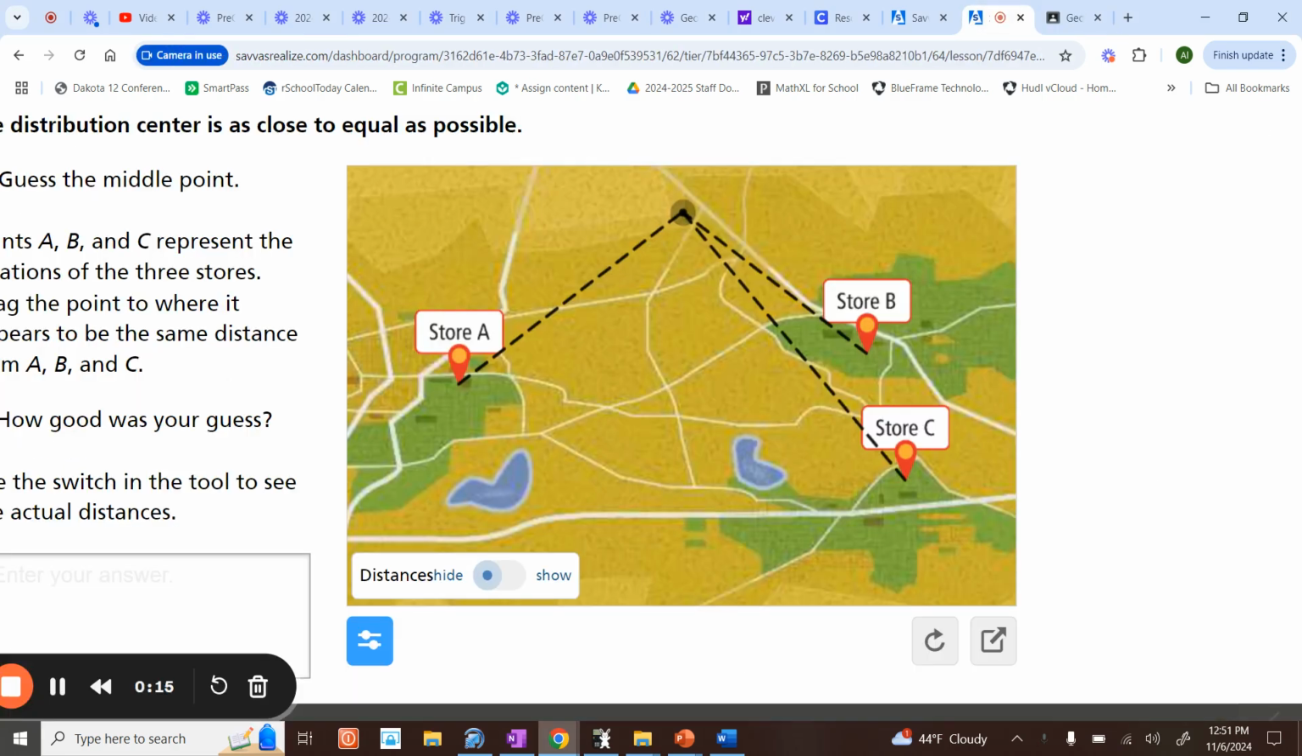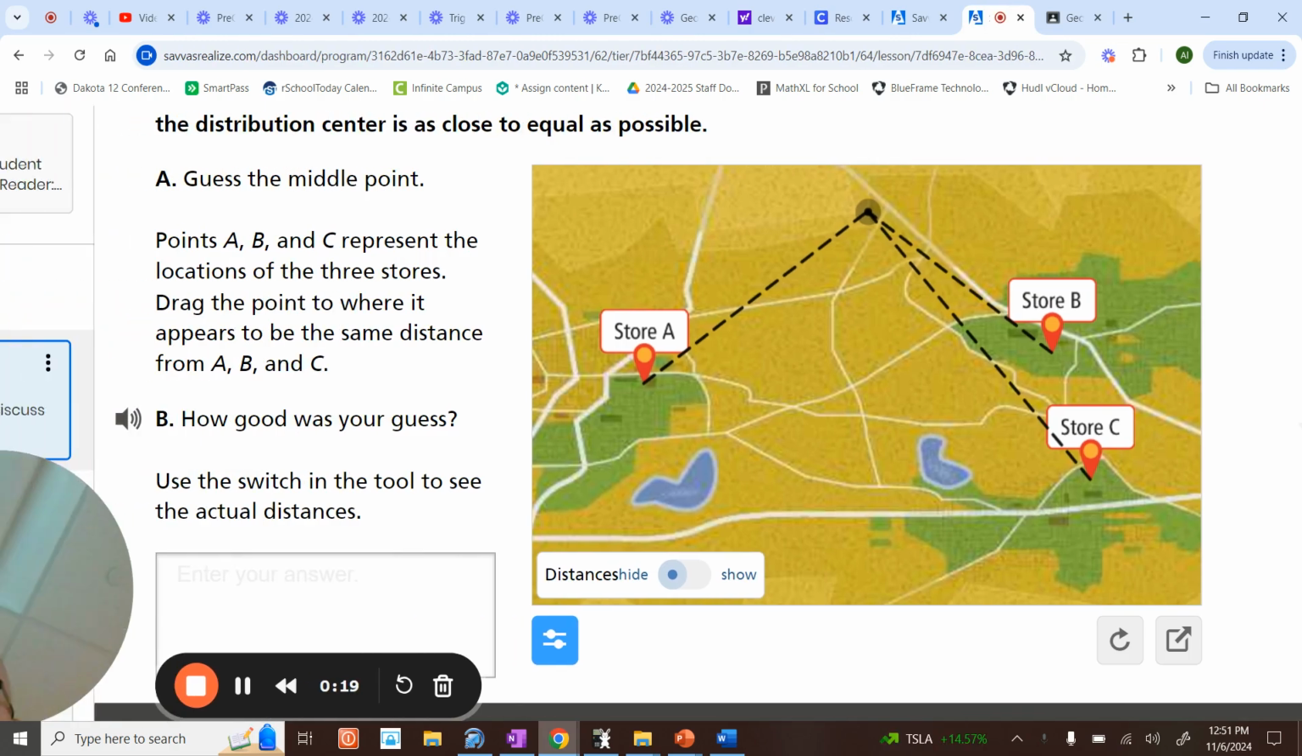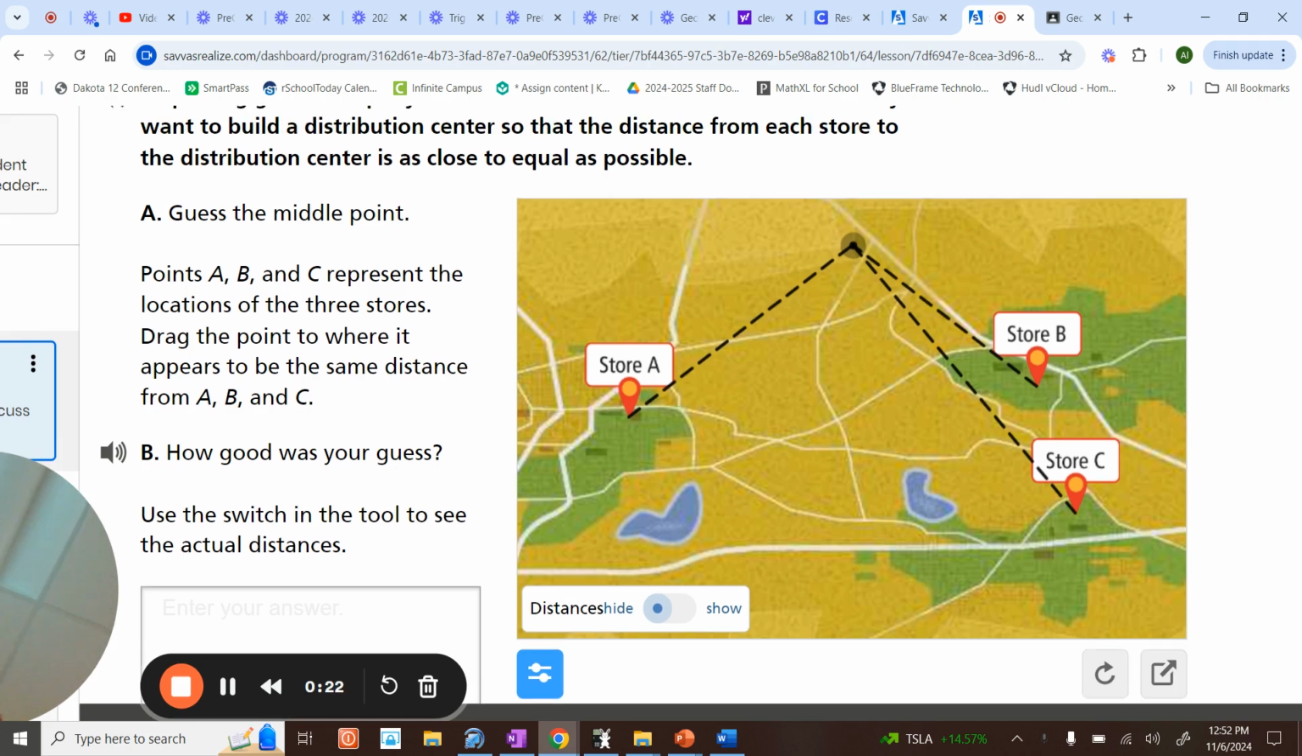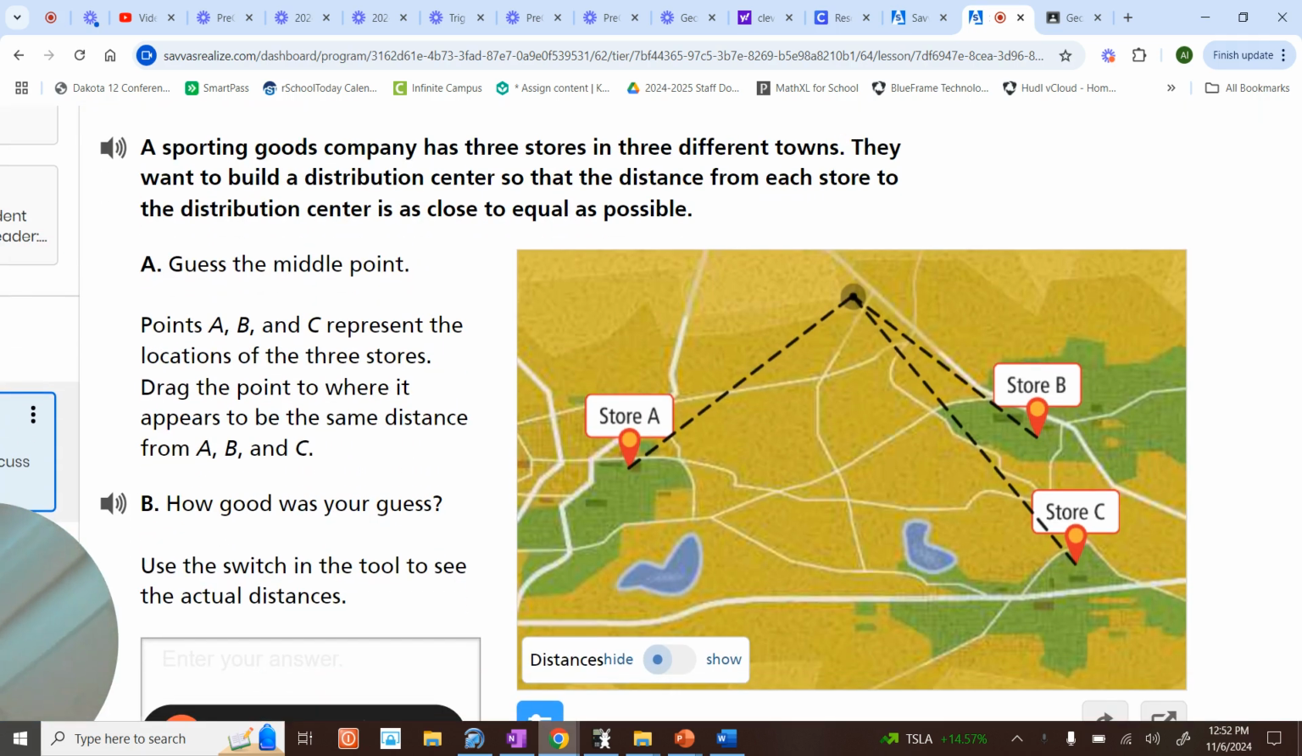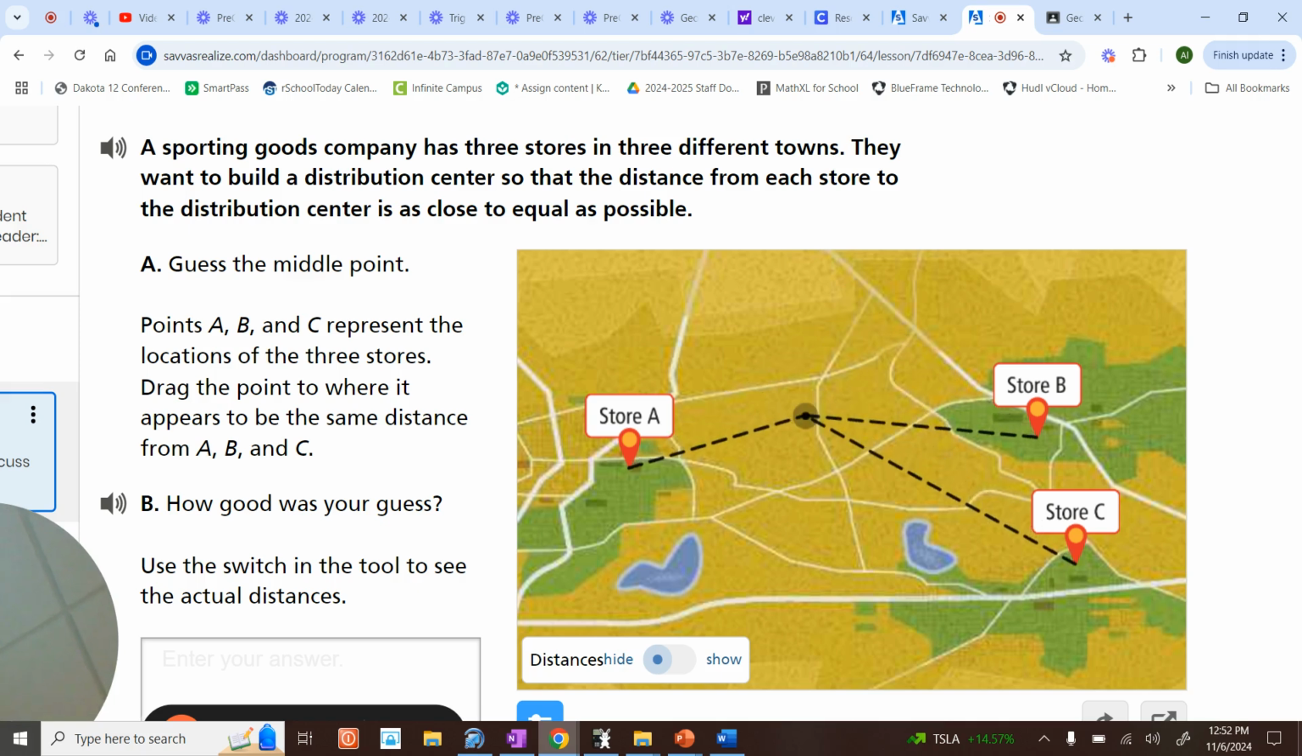Basically, what's going on here is a sporting goods company has three stores: store A, store B, store C. It wants to build a distribution center so the distance from each store to the distribution center is as equal as possible. Where should they put the distribution center? Should it be where it is right now? No. Should it be somewhere about there?